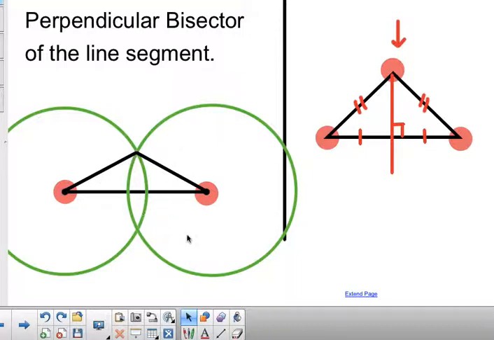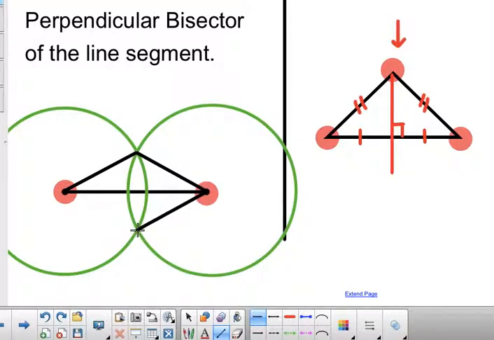Now luckily for me, because of the way this works, I also have radii that go to the bottom intersection point as well, which is why this actually works. So if I have one point of contact on the top, one point of contact on the bottom, lo and behold, I should have my isosceles line. So again, you're seeing the similarities of this isosceles triangle construction with the actual one over here as well.